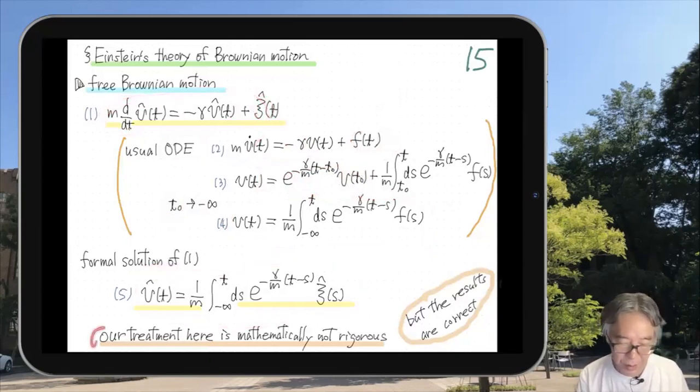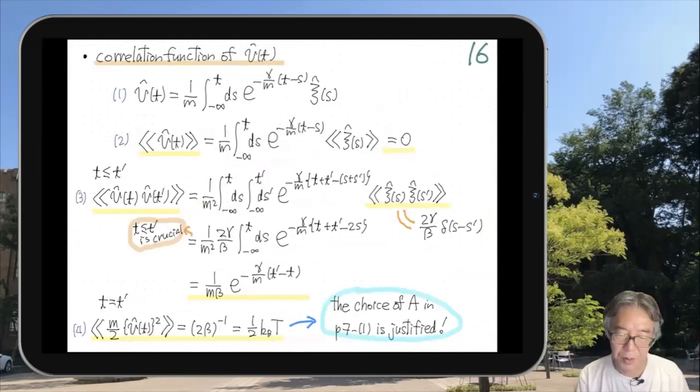Actually, I remark that our treatment here is not mathematically rigorous, but you can make everything rigorous, and the results are all correct and rigorous. Okay. And what we present is a standard physics treatment. Okay, anyway, we have this formal solution of the free Brownian motion. This is a formal solution.